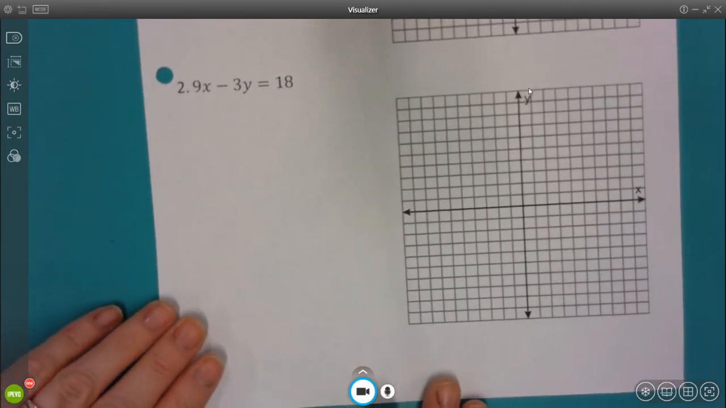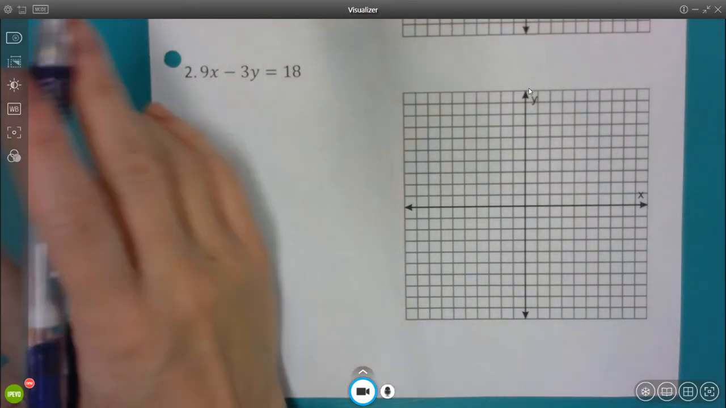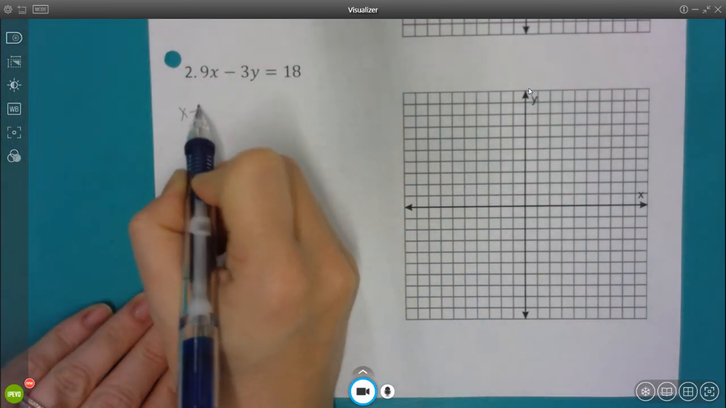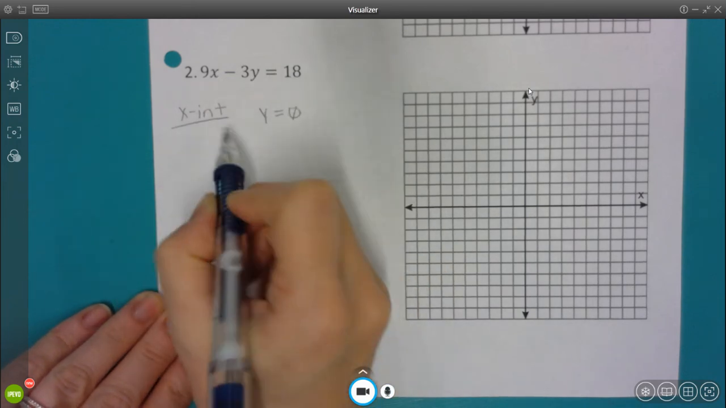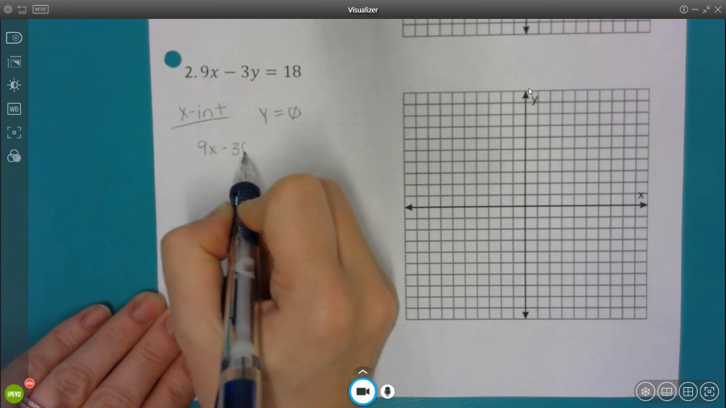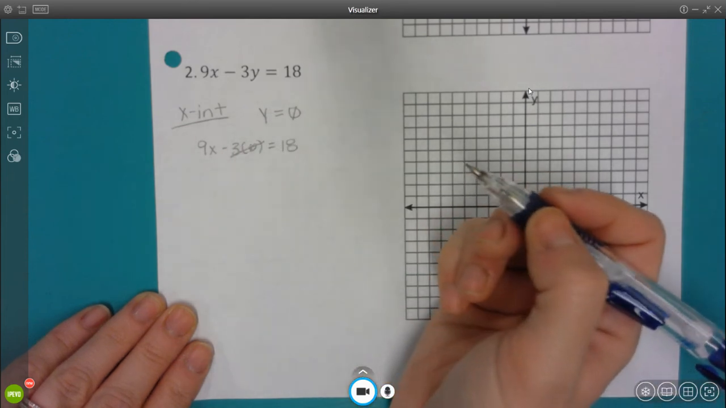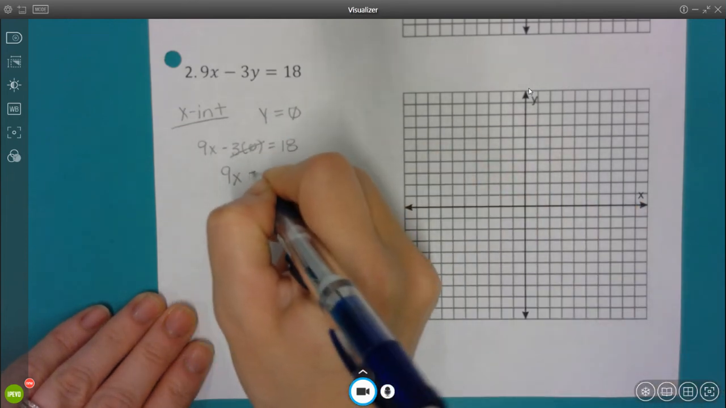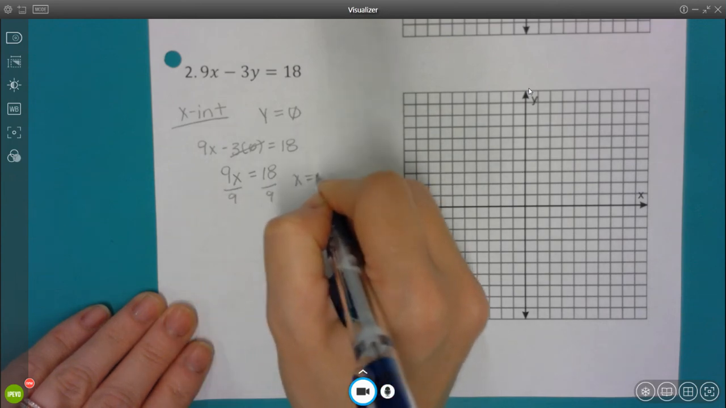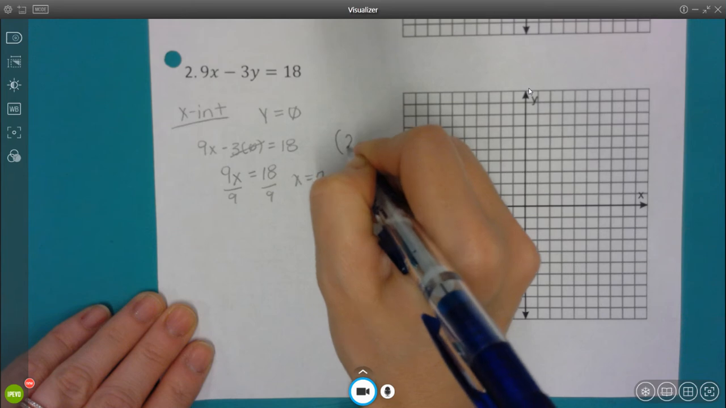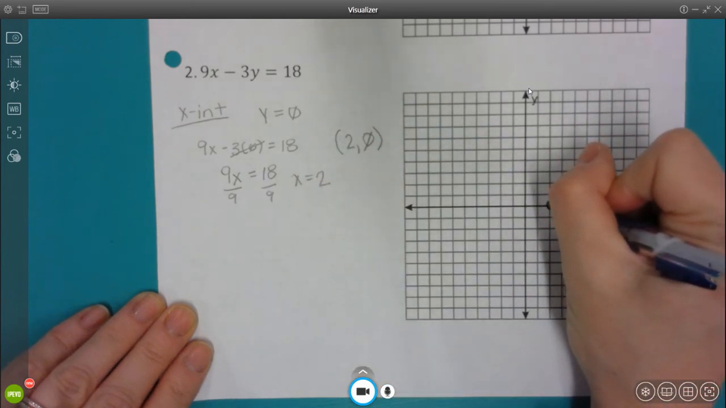Now I have a standard form. So I'm going to check and make sure I get whole number intercepts, and if not, then we'll tweak it. So I'm going to start by trying to find my x-intercept. So I'm going to replace y with 0. So I'm going to have 9x minus 3 times 0 equals 18. This will turn out to be 0. So I'll have 9x equals 18. And we're in luck. I'm going to get x equal to 2. So I know my x-intercept, where y is 0, is 2, 0.